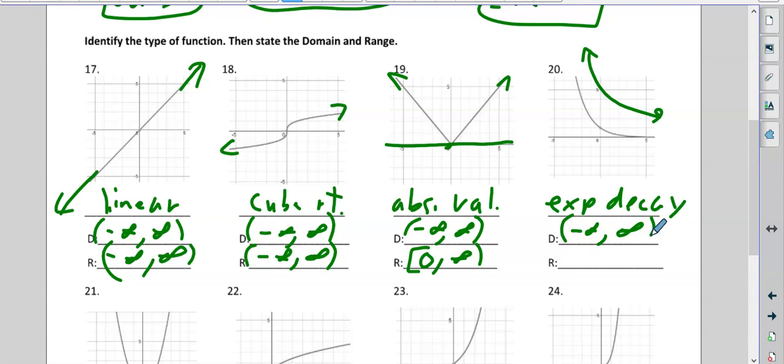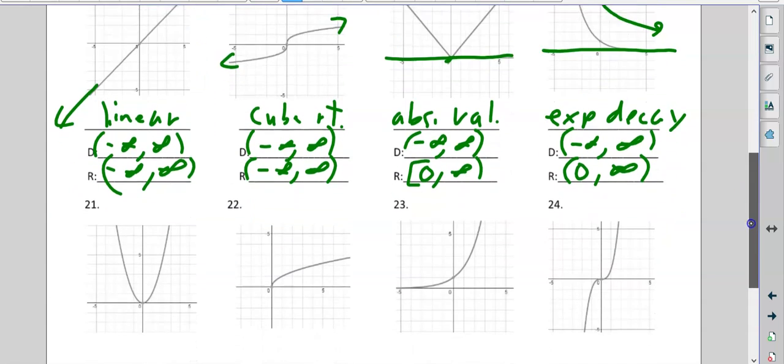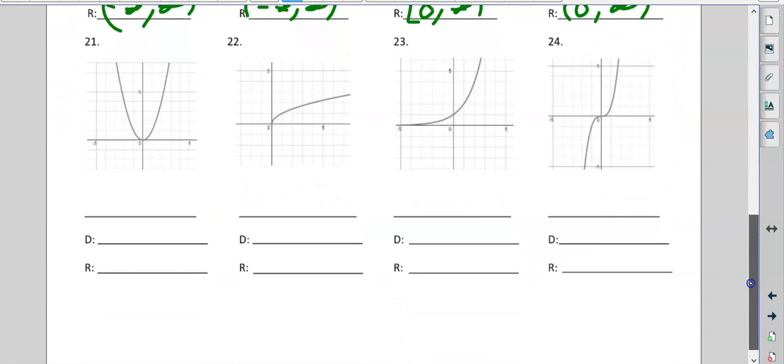Now, how low is it going? Well, it's never going to hit 0. Even though it looks like it will, it never will hit 0. So we're going to put 0, but we're going to put parentheses. And then, how far up does it go? It goes up forever. Now, in Algebra 1, you would have said this was y is greater than 0. But we're doing it a little bit differently now in Algebra 2.